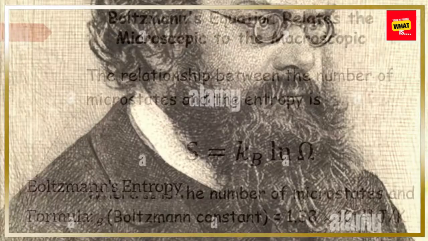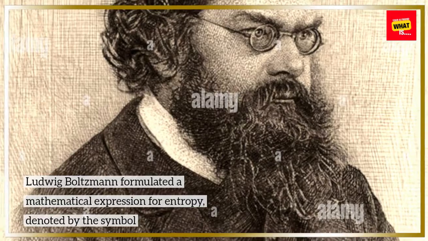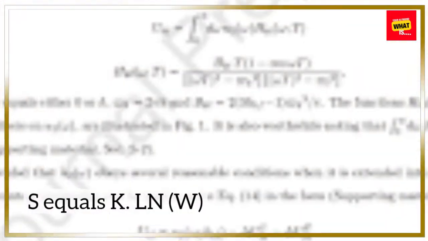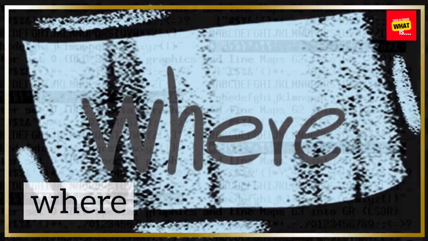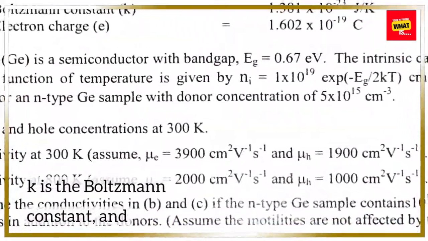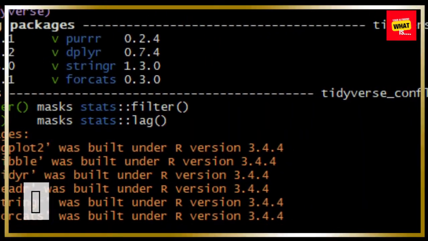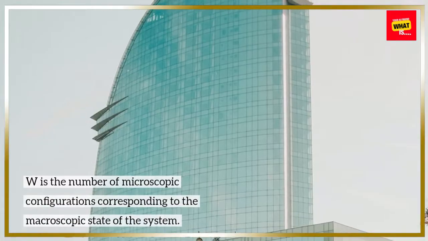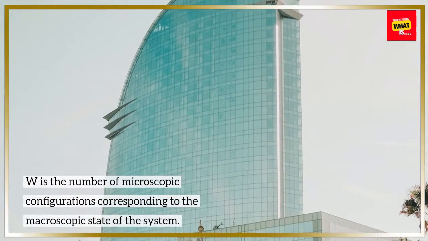Boltzmann's entropy formula. Ludwig Boltzmann formulated a mathematical expression for entropy, denoted by the symbol S equals k ln W, where k is the Boltzmann constant, and W is the number of microscopic configurations corresponding to the macroscopic state of the system.